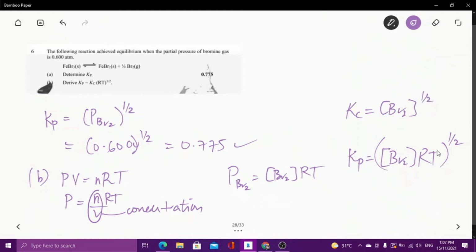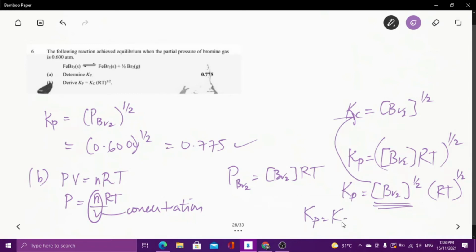Kalau kita ada Kc, so the expression for Kc here akan dapat concentration of Br2 to the power of half. Manakala kalau kita masukkan balik semula nilai Kc ke dalam ini, so that's why Kp kat sini kita akan dapat the concentration of Br2 to the power of half, and then yang RT ni kita ketepikan lah sebab dia orang ni constant, so to the power of half. So we got this part here. Here adalah sama dengan Kc kita. So that's why the expression will become Kp equals Kc times RT to the power of half. Okay, so dapat begitu.